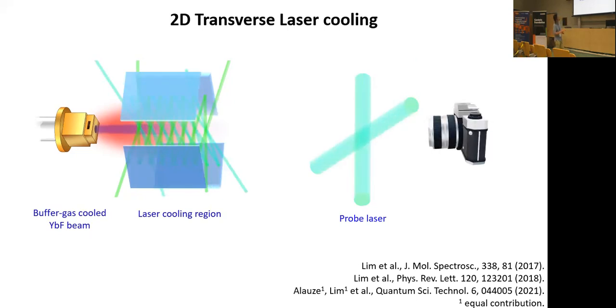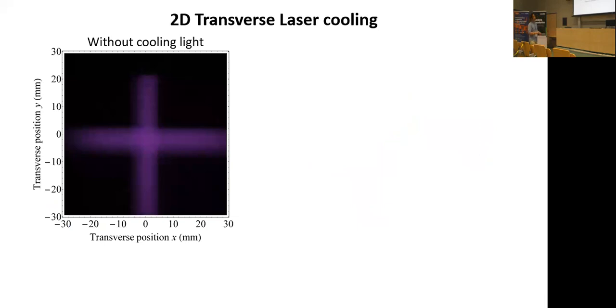Where the molecules cross with this probe beam, they give laser-induced fluorescence, which is captured by this camera. And this is what we see from the camera. This purple arrow is where the probe beam crosses the molecules, but the molecules are actually spread over this whole figure uniformly. This is without the laser cooling, so that's why it's uniform.